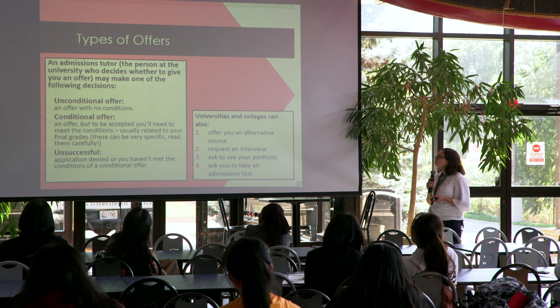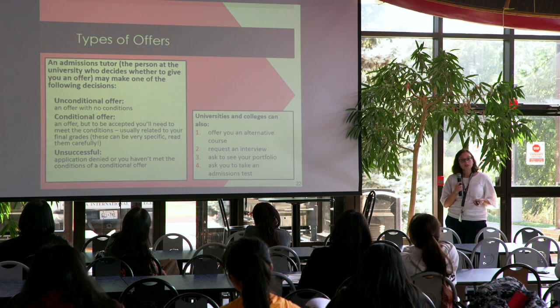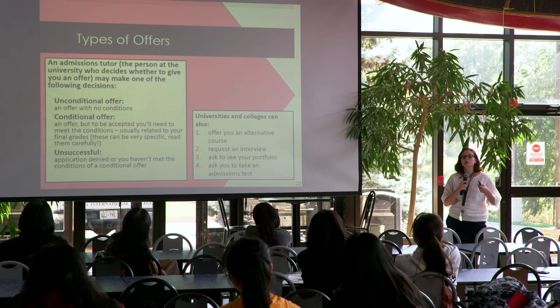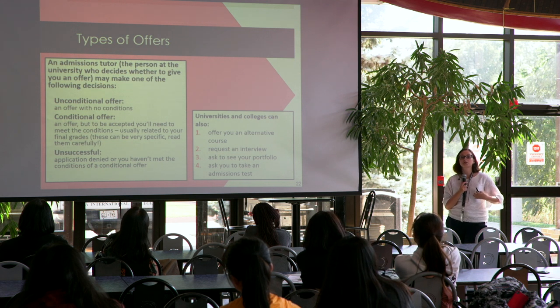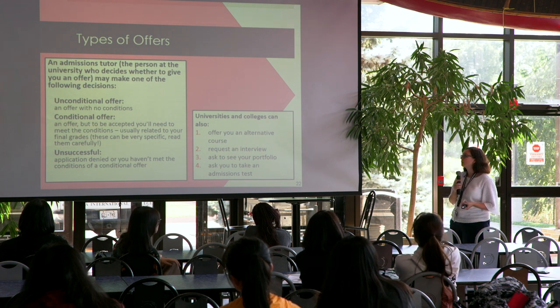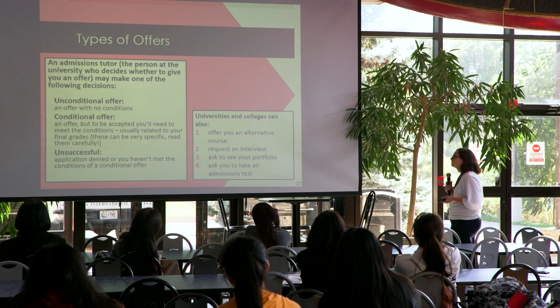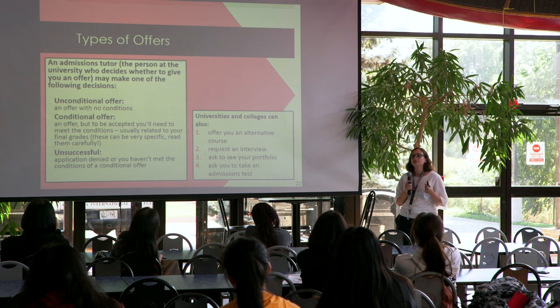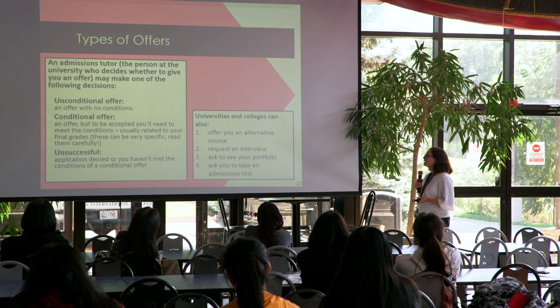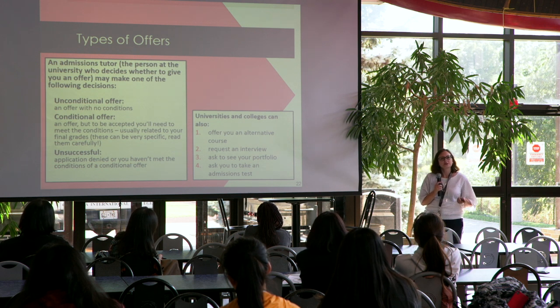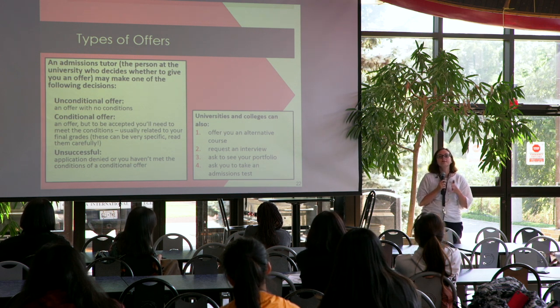It is possible for universities to offer you an alternative course as well. So if you don't meet the requirements for the program that you apply to, but you do meet the requirements for something else, it's possible they may offer you that. They may ask for an interview. They may ask to see your portfolio if you're applying for a design-based program. Or they may ask you to take an admissions test. I had a student a few years ago who had to take a specific kind of math test. It's called a STEP test. And she just had to take that as part of her admissions criteria and conditions for her university application. She had to get a certain grade on a test.